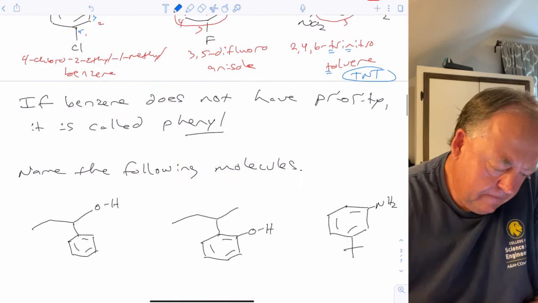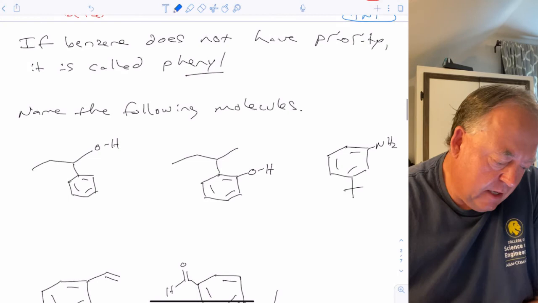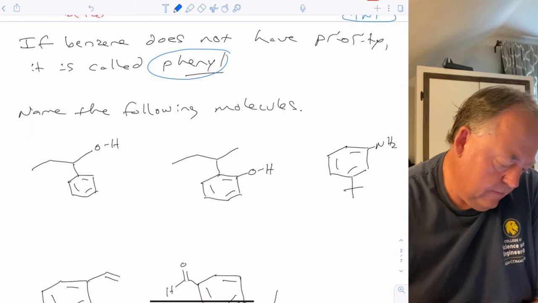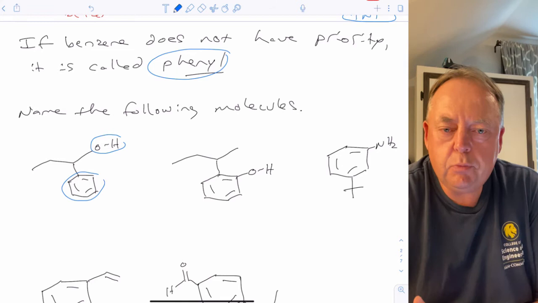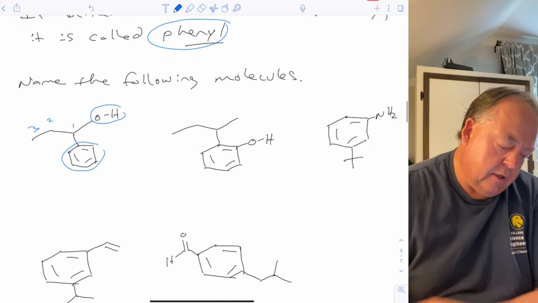Okay, so what do you do if benzene does not have priority? If it does not have priority, then you call it phenyl. In a molecule like this, where you have an alcohol and benzene, which one has priority? The alcohol does. So this is carbon 1, 2, 3. So you would call this 1-phenyl.